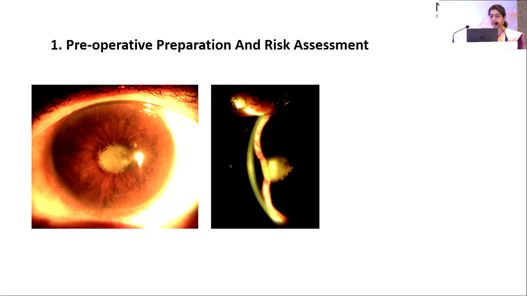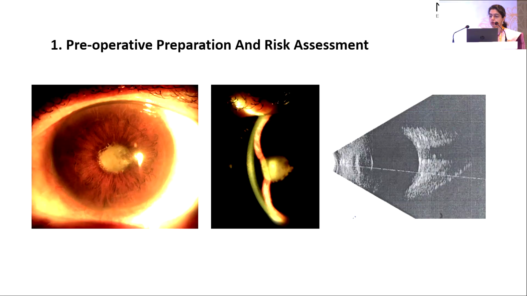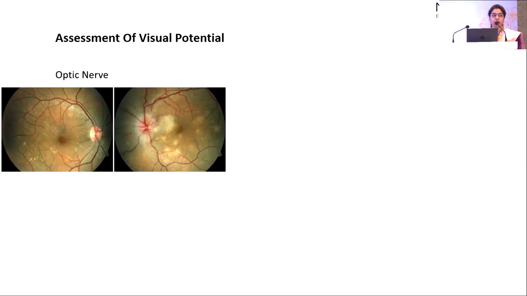Many a times, this is the eye picture that we see, and at this point, it's always important to do a B scan and look for any vitreous inflammation. Even if the vitreous is quiet, always look for choroidal thickness, because a thickened choroid might indicate an active inflammation in the eye. Assessment of visual potential, look at the optic nerve.